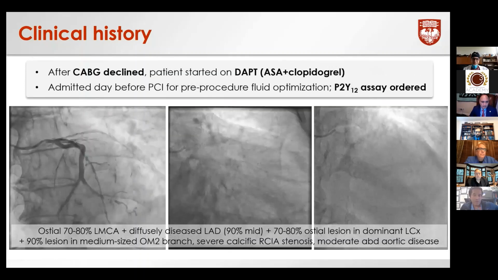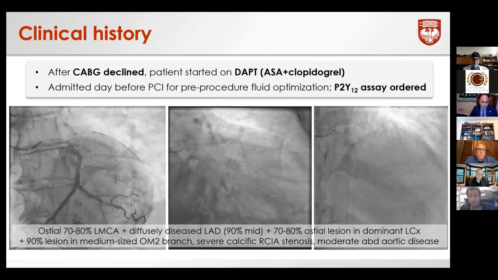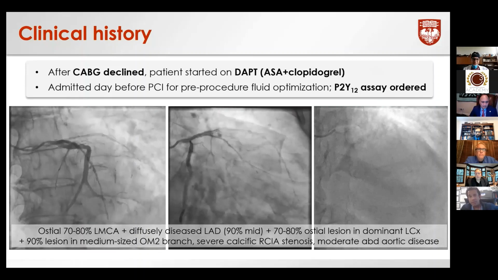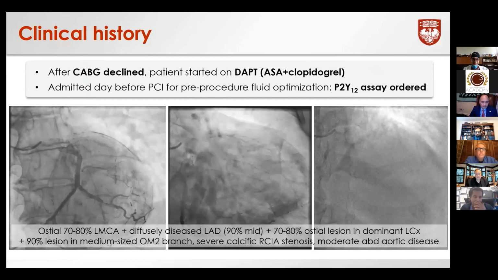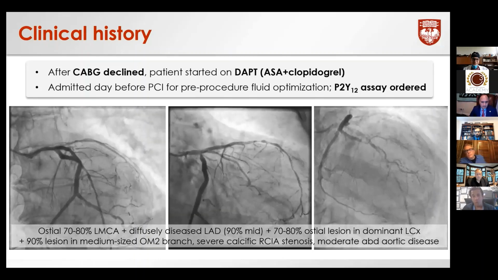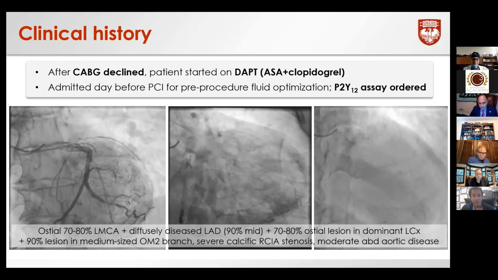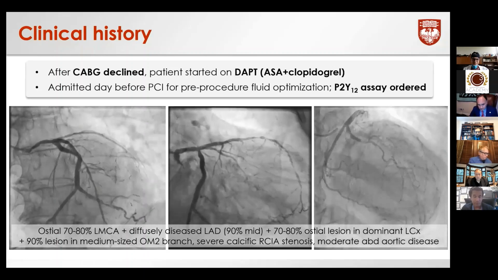So after the CABG was declined, the patient was started on DAPT, aspirin and clopidogrel. And the clopidogrel was a deliberate choice considering his age and bleeding risk. I think that understandably, there was a little bit of discomfort with putting him on a more potent oral P2Y12 inhibitor. And some weeks went by with the patient remaining stable.